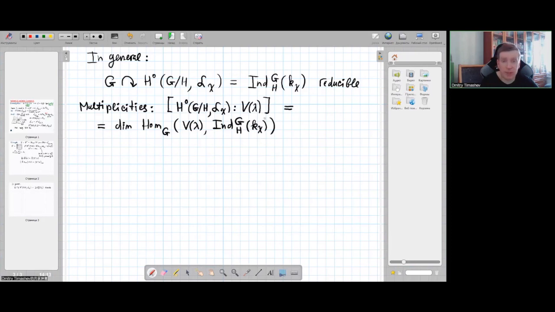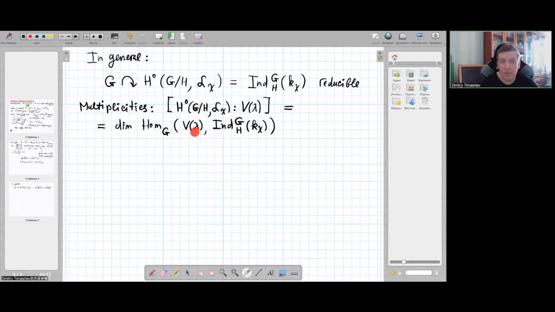This is because of Schur's lemma. We already used it in the proof of the Borel-Weil theorem. Because a G module homomorphism maps this V of lambda to the sum of irreducible submodules here. And those irreducible submodules which are non-isomorphic to this one are not touched by this map, because by Schur's lemma, a map from this guy to any non-isomorphic irreducible submodule of different highest weight is 0.